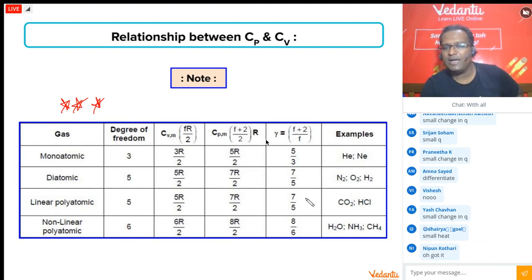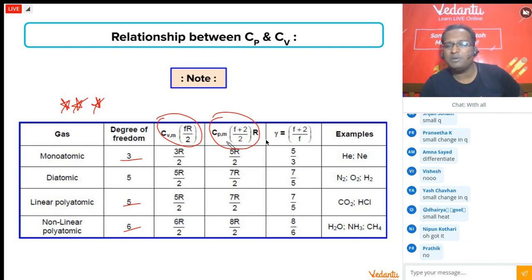Sir, how to remember this table? You just remember this and this, and obviously the formulae. So you don't have to mug the entire table. Do you need to mug gamma values? Absolutely not. It is the ratio of Cp by Cv. You can find it instantly.